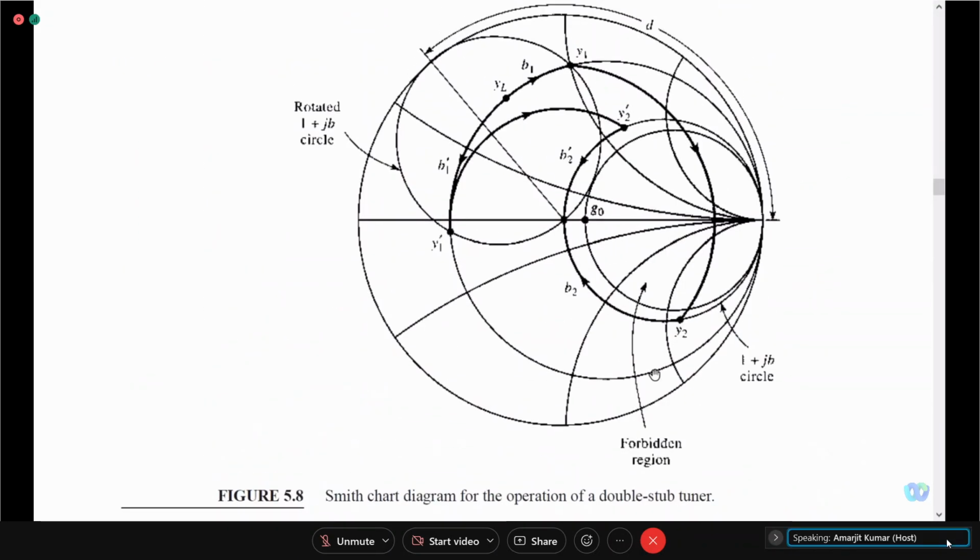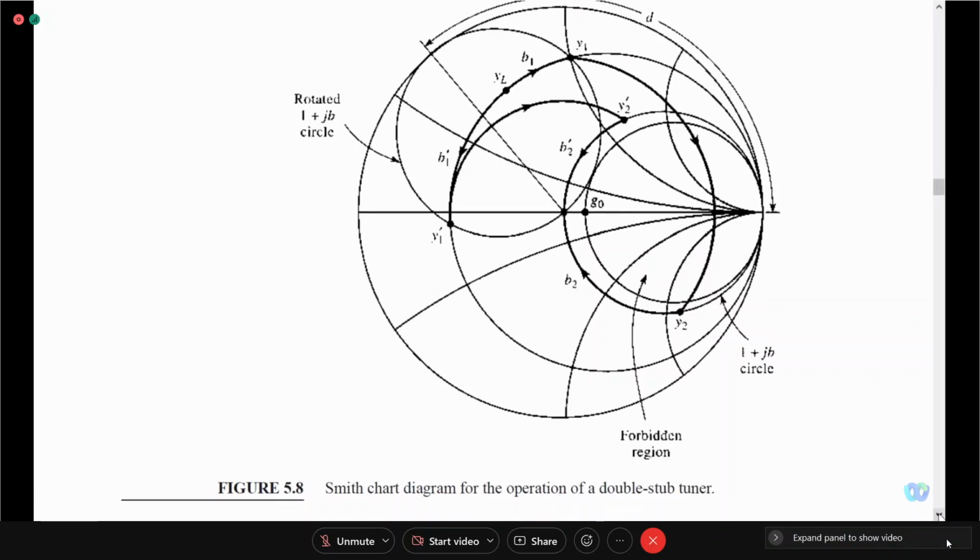So it is indicated as forbidden region. See here, it is written forbidden region. Forbidden means what? The value of the normalized load admittance should not lie inside the forbidden region. The forbidden region is the inside of this constant G naught conductance circle. This is the forbidden region. So this was a general discussion.